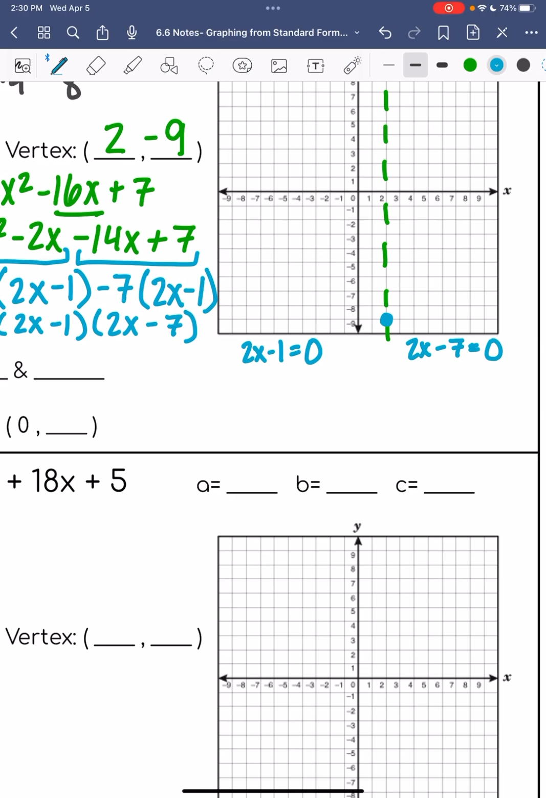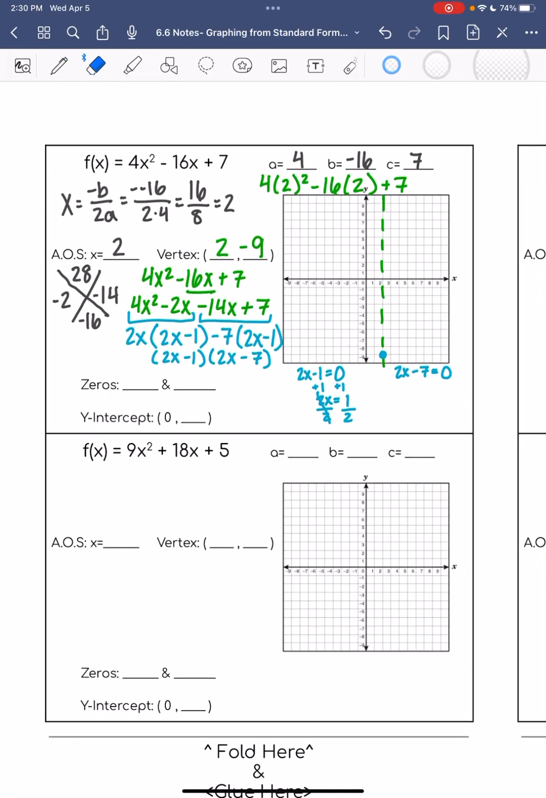To solve 2x minus 1 equals 0, I would add 1 to both sides. So I get 2x equals positive 1. And then I divide by 2. And remember, I'm going to leave these as fractions. So my first zero is x equals 1/2.